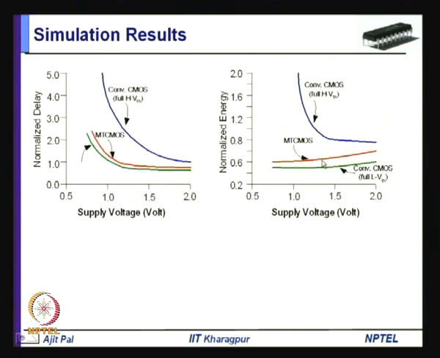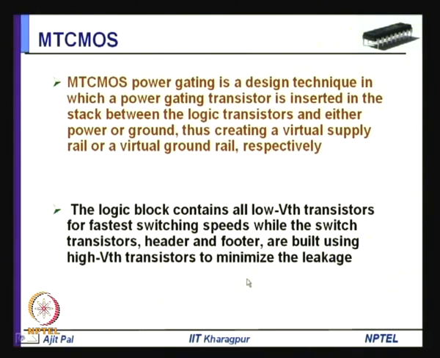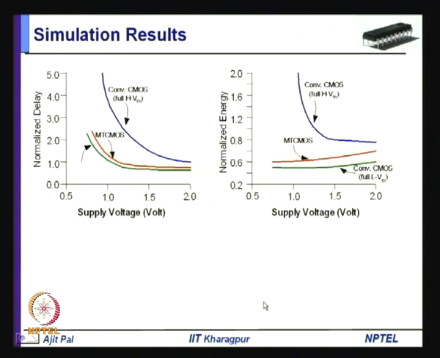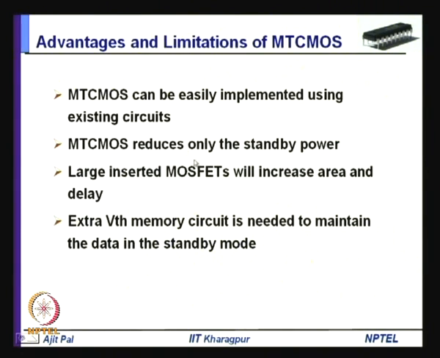So, in other words, you are getting significant reduction in power dissipation, leakage power dissipation, at the same time without much compromise in performance. So, these simulation results were published by Mutoh et al., as I mentioned, in the year 1996. Subsequently, this technique has matured, and it has been found that MTCMOS can be easily implemented using existing circuits, and MTCMOS reduces only the standby power.